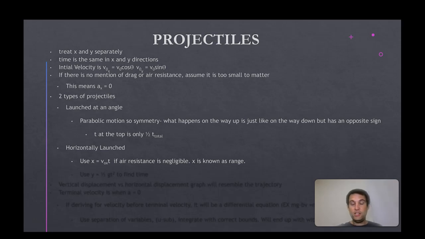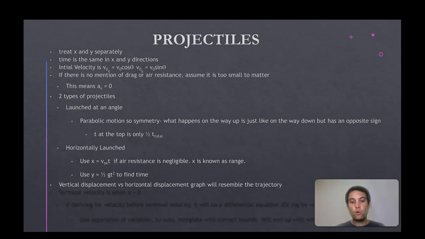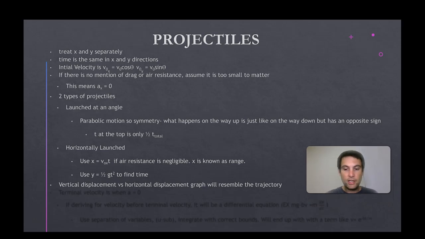It can be water being ejected out of the bottom of a jug. All of these things, anything that has that second half of the parabola. This is what we're talking about with horizontally launched projectiles. And then to find time, we're going to look to the y direction. Presumably we have a known height, and we can rearrange the equation to solve for t, and then plug that t into the x equals v naught x times t. Our vertical displacement versus horizontal displacement graph is going to resemble the trajectory of the object.